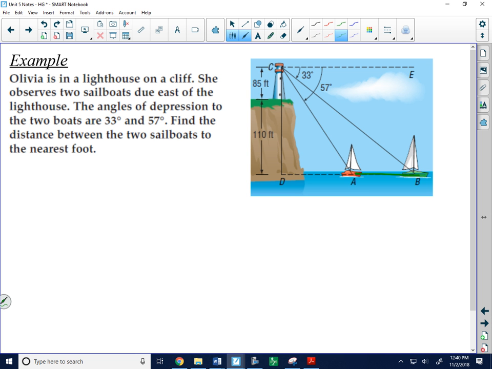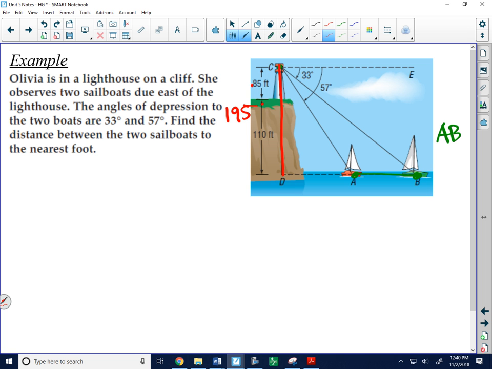Here's what they're asking. Find the distance between these two sailboats. So they're asking for the length of AB. What's going on is Olivia is up in the lighthouse at point C. She's looking down at these two angles of depression, 33 degrees and 57. And that's it. Now, the one other thing from the diagram is it does tell us that this is 85, the height of the lighthouse, and the cliff is 110 feet. So we can conclude that this whole length here is 195 in reality.